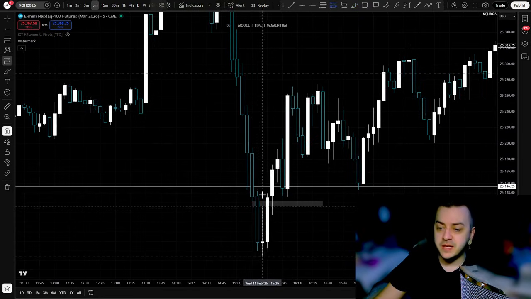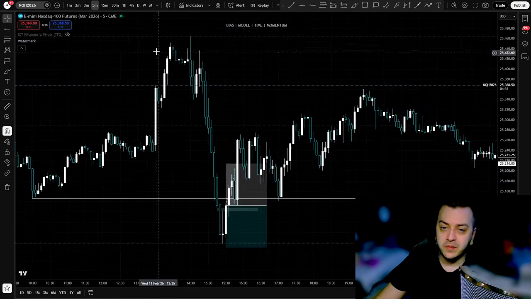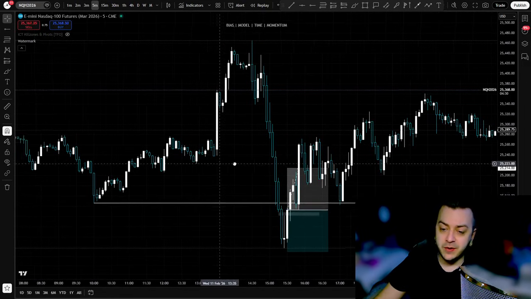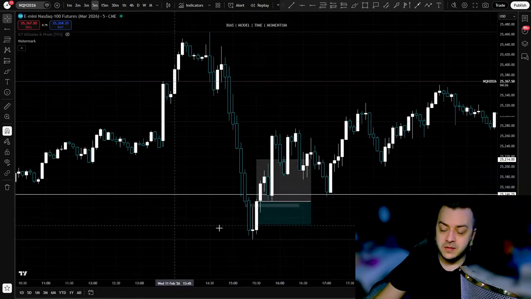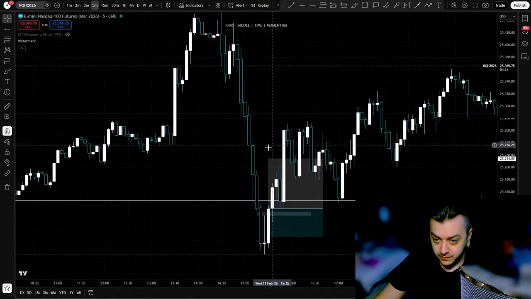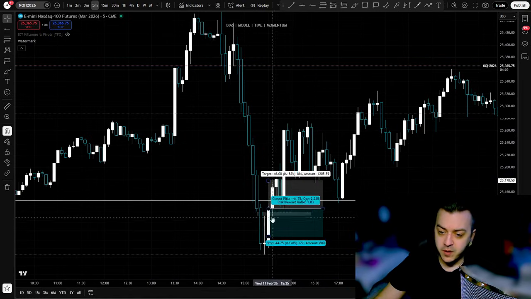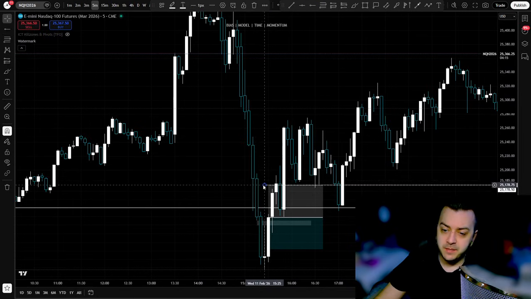So if I would have taken this, I would have entered here. As I've said to you before, what I'm looking for is major sweep of liquidity, fair value gap here, inverse, 3 candle pattern V shape, good momentum back to the upside, holding, entering here as you can see, targeting a 1-for-1. This 1-for-1 would have got hit in the space of 10 minutes.